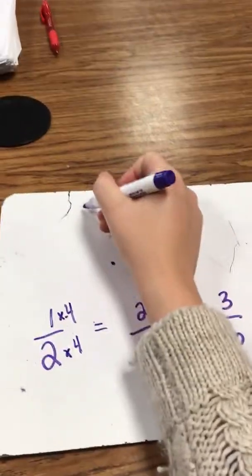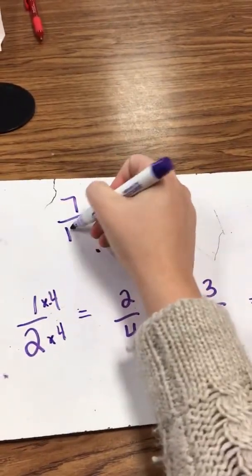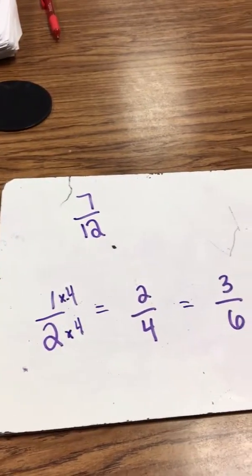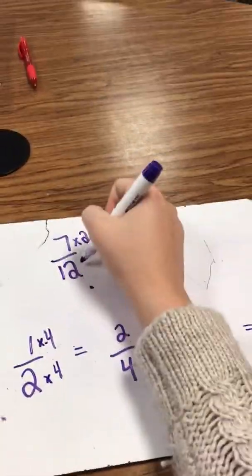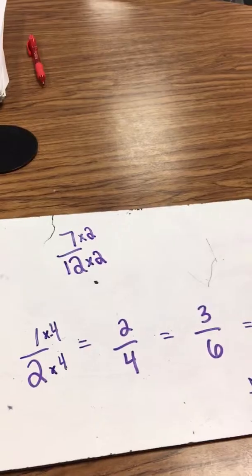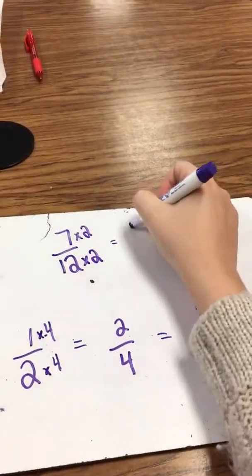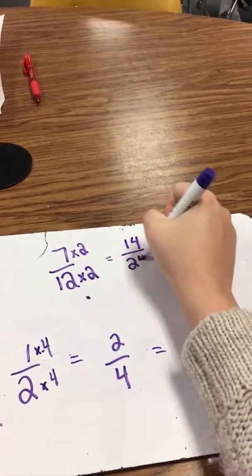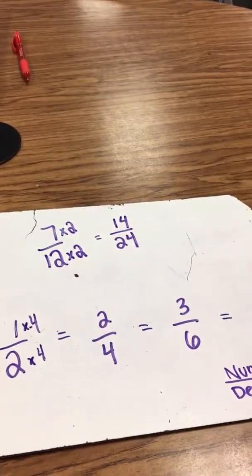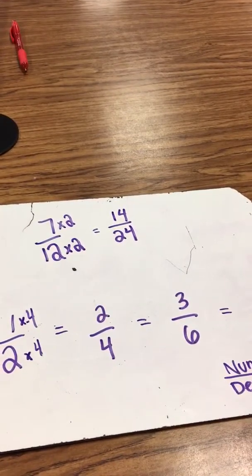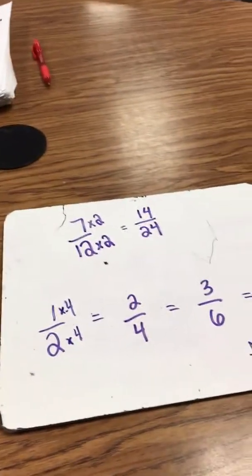If I want to try to find an equivalent fraction to 7/12, I can choose a number. I want to multiply it by 2, and I can do it to the top and the bottom. This would be an equivalent fraction to 7/12. 7/12 and 14/24 are equivalent.